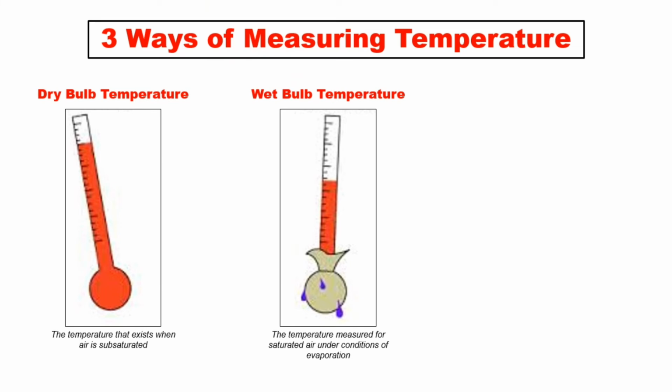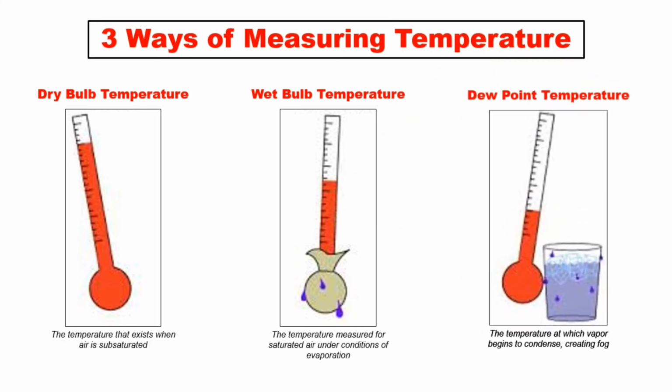It is a temperature measured for saturated air under conditions of evaporation. A crude way of measuring wet bulb temperature is to wrap a thermometer's bulb in a wet cloth and blow air on it. Latent heat is absorbed by the evaporating air and drawn away from the thermometer. Last is the dew-point temperature. It is a temperature at which vapor begins to condense, creating fog. Further cooling becomes increasingly difficult because it contracts vapor capacity, creating supersaturation. Supersaturation leads to condensation or dew and to the release of latent heat that warms the area.